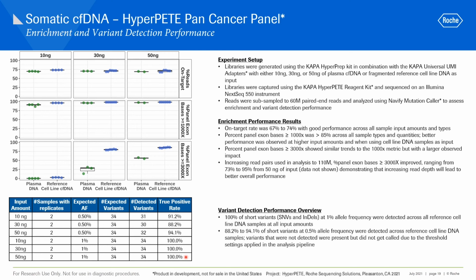And then 88 to 94% of short variants at the 0.5% allele frequency were detected across the reference cell line DNA samples. Something to note here is that variants that were not detected were present, but did not get called due to the threshold settings applied in the analysis pipeline. And one of the key features of this pipeline is you can change these thresholds depending on what you're looking to do as a researcher.